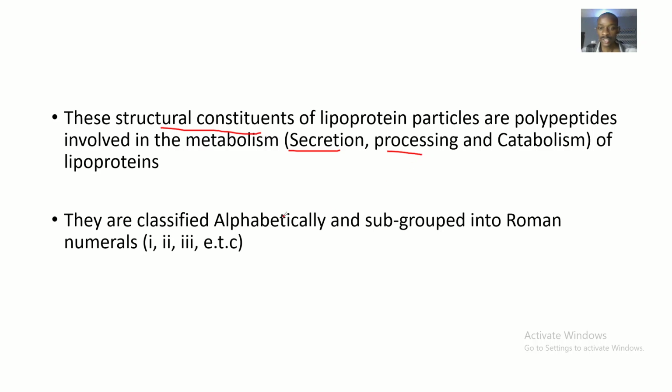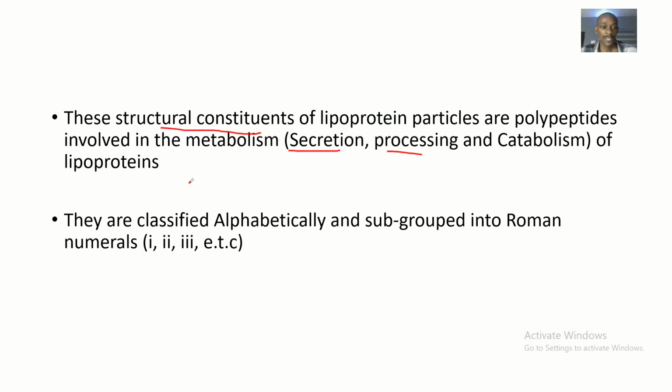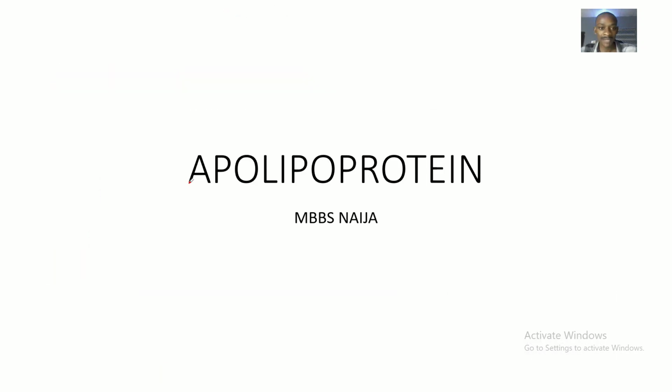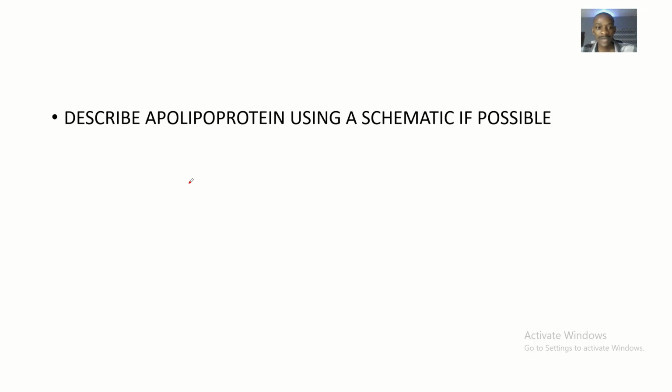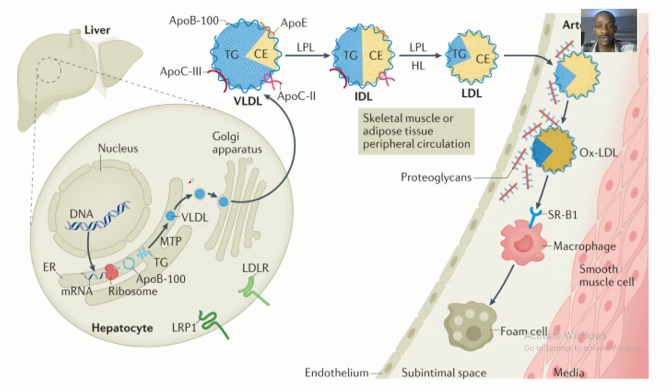Talking about their classification, they are classified alphabetically. That's why I have apolipoprotein A, apolipoprotein B, apolipoprotein C, and so on. They are also subgrouped using Roman numerals. Coming back to these headings, we were to describe the structure and the functions. Sorry, I forgot to put functions here. Functions is what we're going to next.